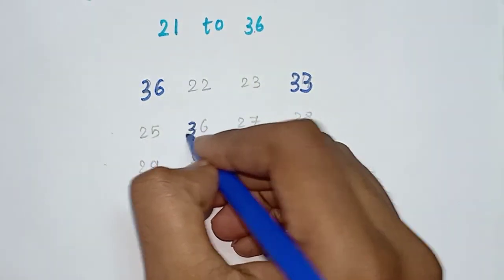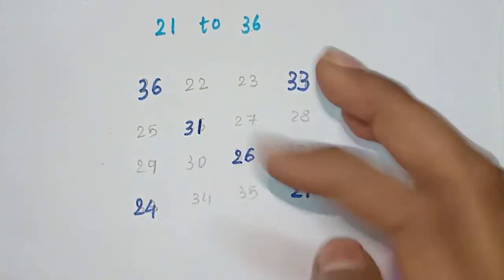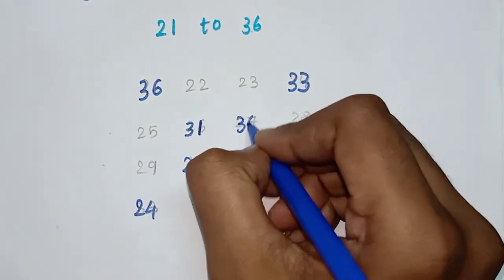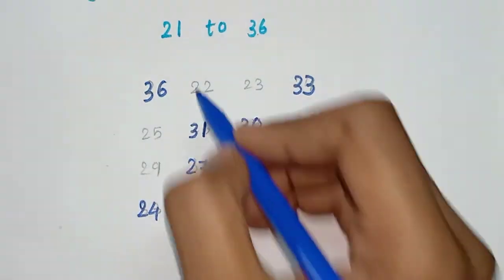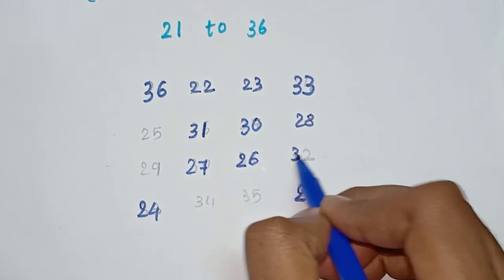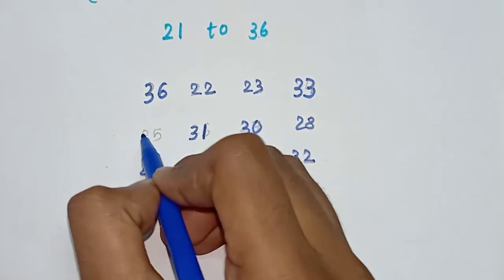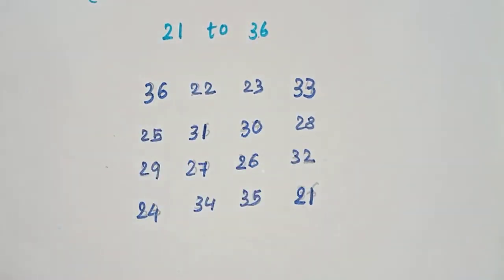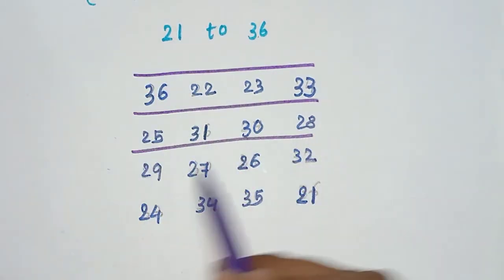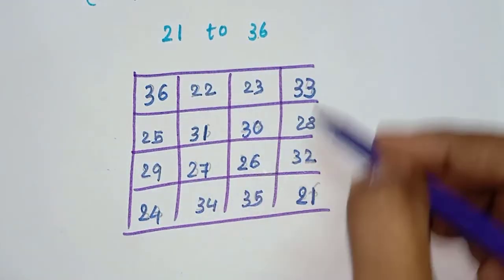31 you put here and 26 you put here. And finally 30 and 27, these two also switch them. So 27 here and 30 here. And the rest are as they are, meaning 22, 23, 28, 32, 35, 34, 29 and 25. So the remaining boxes are as they are, and that's done. This is your required magic square of 4x4, that is of 16 elements. Then you just draw lines like this and it is totally completed.